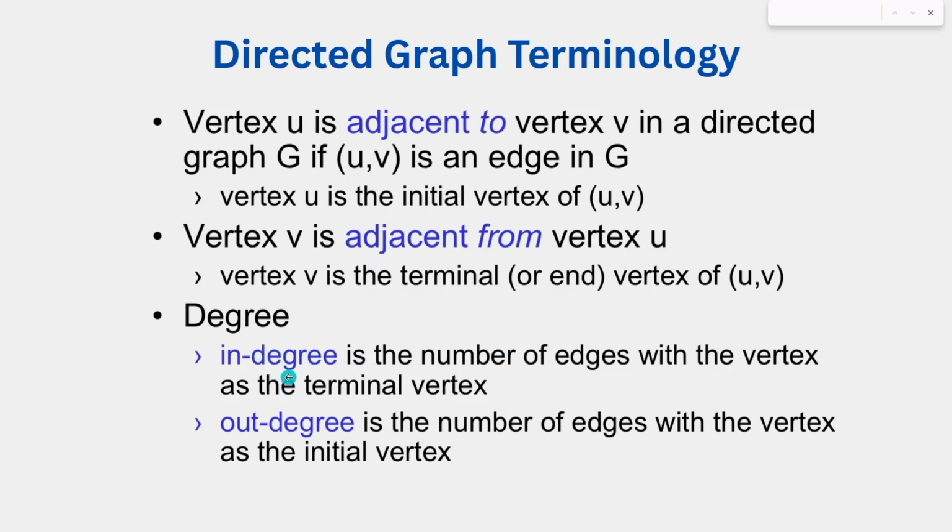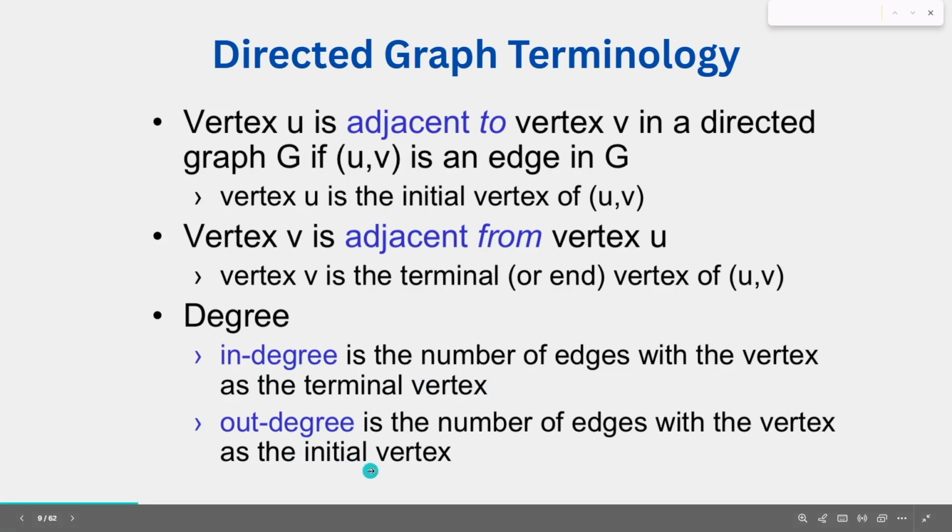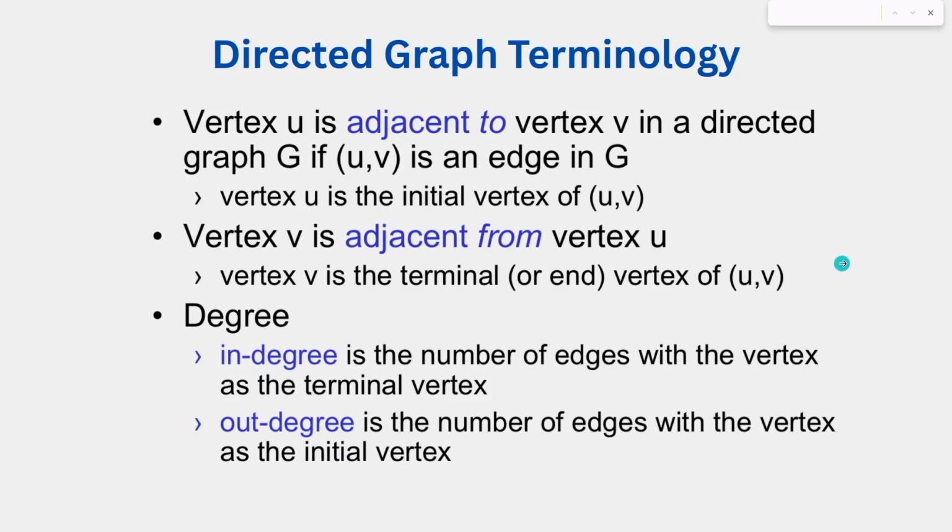And in case of a directed graph, degree is not 1, it is 2. So, we talk of in degree and out degree. Whatever edges flow into a vertex, we call it in degree. We count that edge for in degree, and if an edge starts from a particular vertex, then we count that edge in its out degree. So, as such, the definition for in degree is the number of edges with the vertex as the terminal vertex, and out degree is the number of edges for which this vertex is the initial vertex. Accordingly, we count for in degree and out degree.